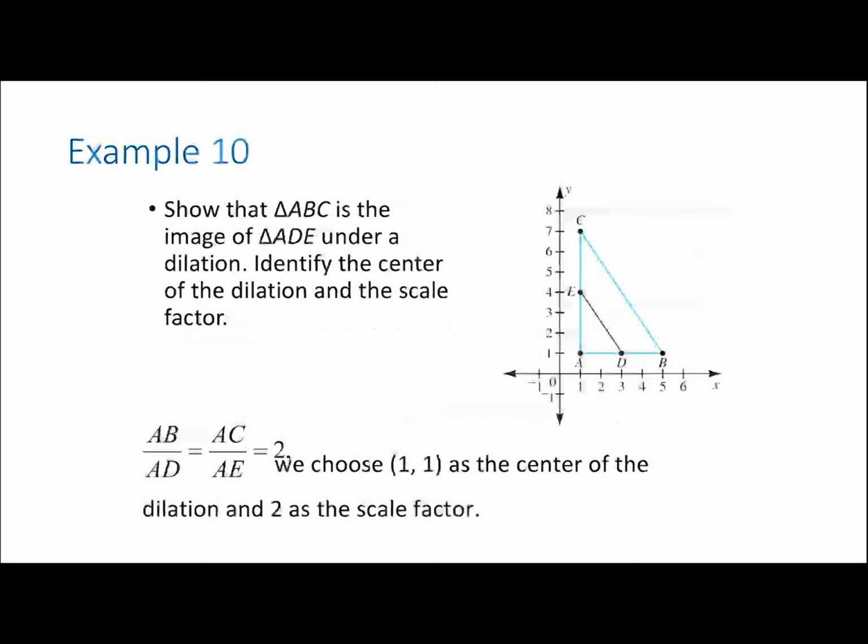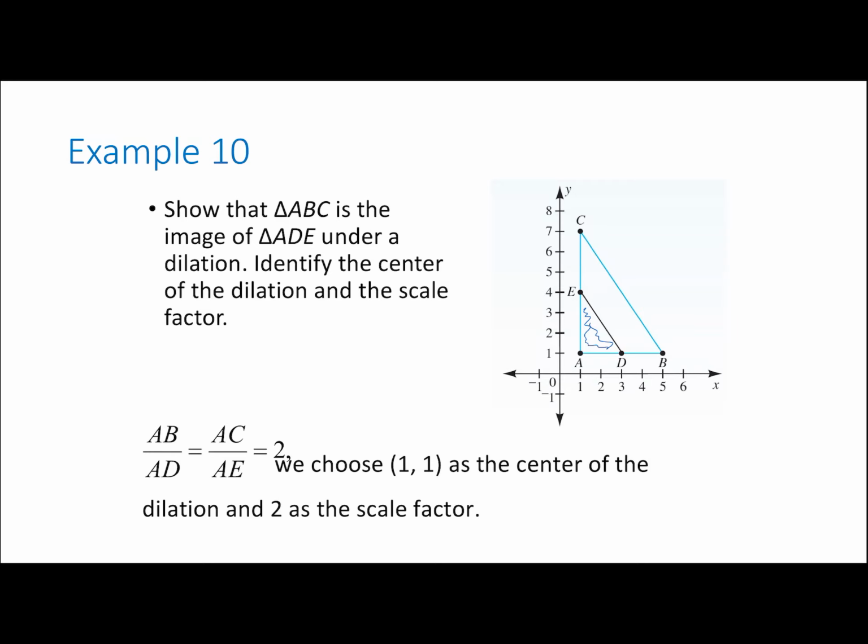All right, so look at this one. We want to show that triangle ABC, the bigger one that you see here, is the image of ADE, the smaller one in here, under a dilation. And we want to identify the center of the dilation and the scale factor. So we can see that this bigger triangle, ABC, appears to be blown up from the original, right? The original being ADE, okay? So the question is, what's our scale factor?